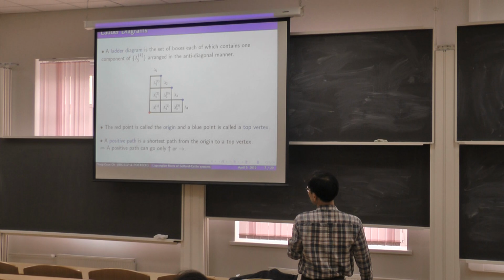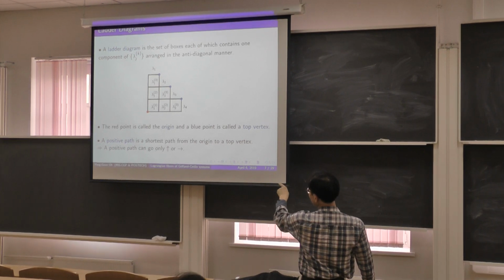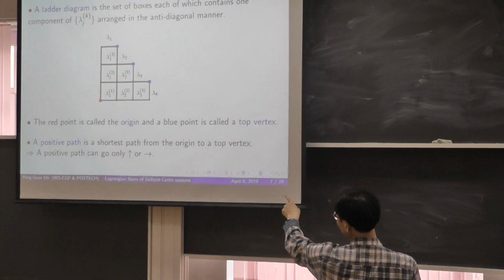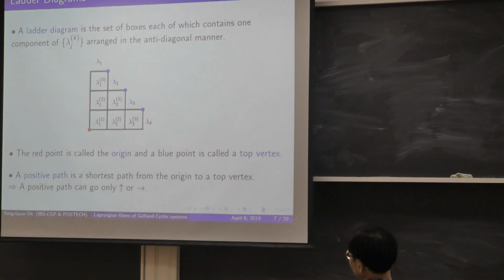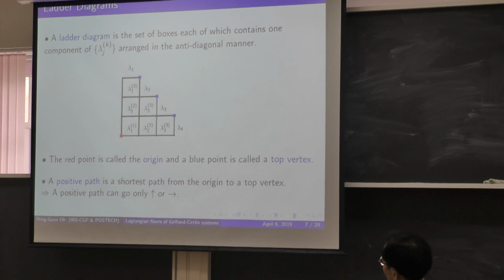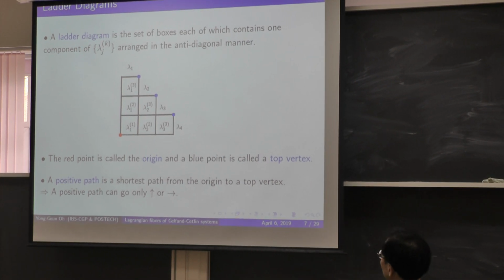We call this the ladder diagram; we just put the name for later purposes. I'm going to call the bottom vertex the origin, the red vertex. And then you look at the top vertices, the blue vertices. We call the shortest path from the red dot to a blue dot a positive path. Any such positive path always goes to the right and vertical.